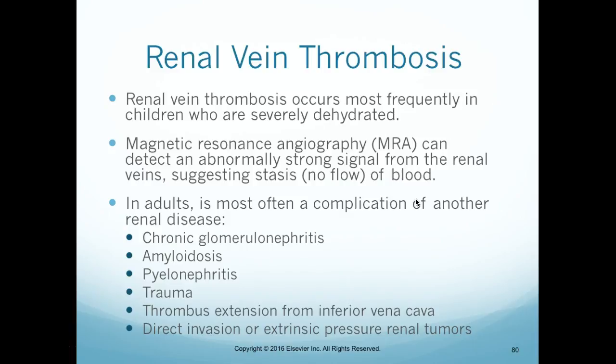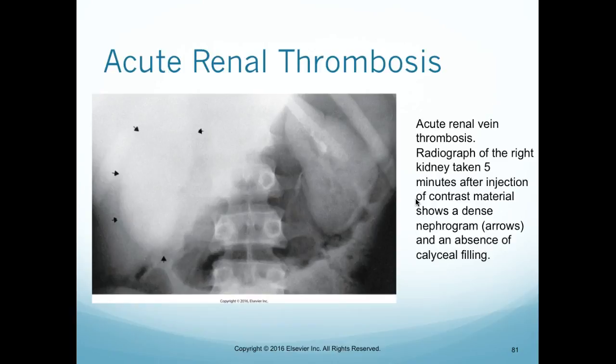So renal vein thrombosis. It occurs more frequently in children who are severely dehydrated, so make sure your kids are all drinking tons of water. And we use an MRA to detect the abnormally strong signal from the renal veins, suggesting stasis or no blood flow. So we look for blood flow. In adults, it's often a complication of other renal diseases such as chronic glomerulonephritis, pyelonephritis, trauma, thrombosis, a lot of different reasons. It can be multiple.